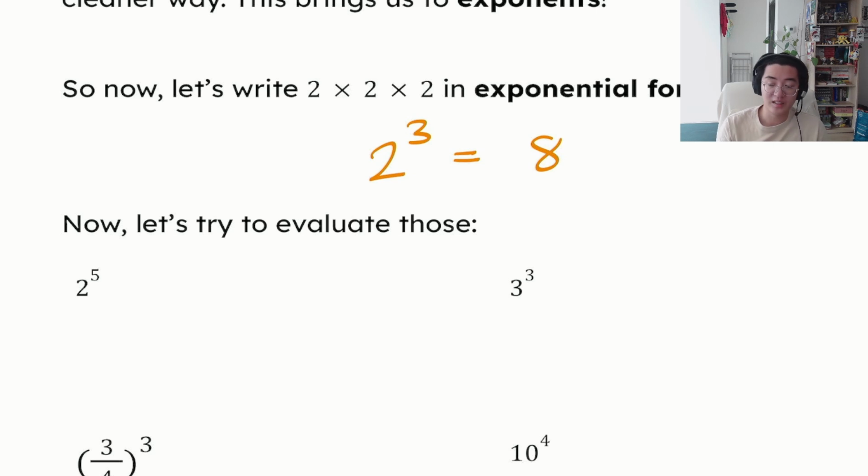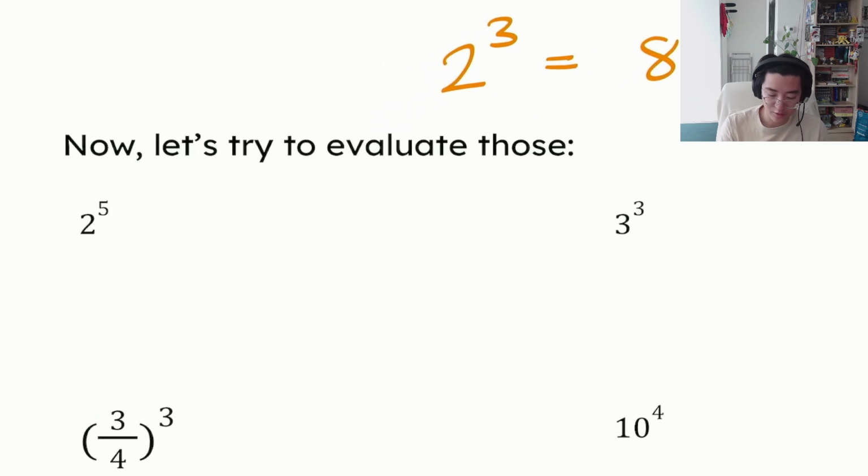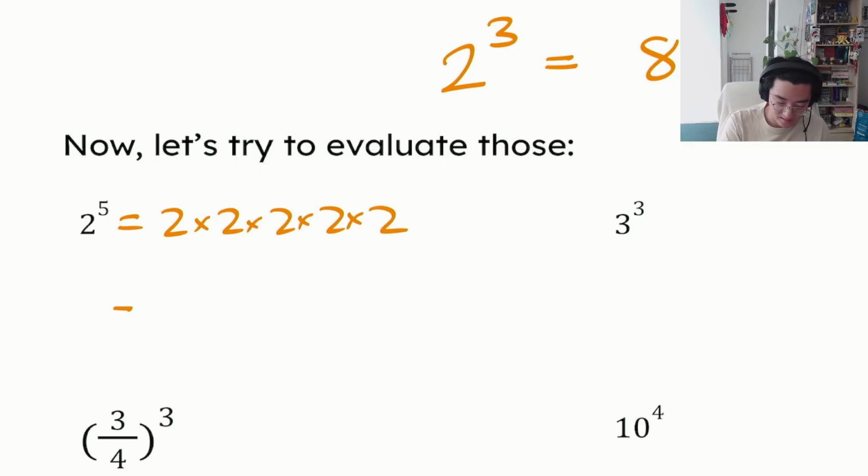So we can actually check those out. 2 to the power of 5. This is asking, what is 2 times 2 times 2 times 2 times 2? From here, 2 times 2 is 4, 4 times 2 is 8, 8 times 2 is 16, 16 times 2 is 32. So 2 to the power of 5 is 32.